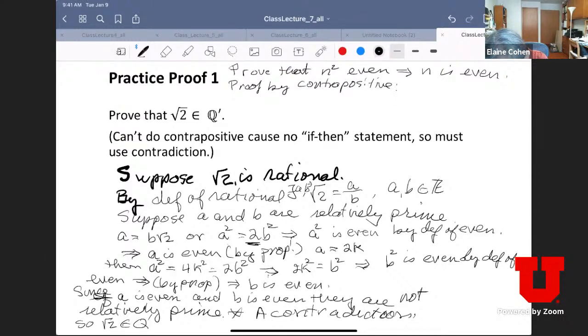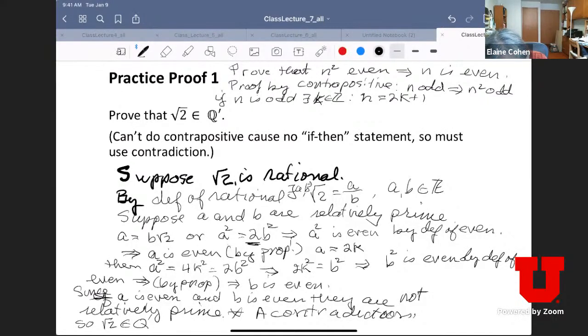What does that say? If n is odd, it's not even, it's odd, implies n squared is odd. Okay, so let's say, suppose n is odd. If n is odd, there exists k in the integers, it's a k, such that n is equal to 2k plus 1.